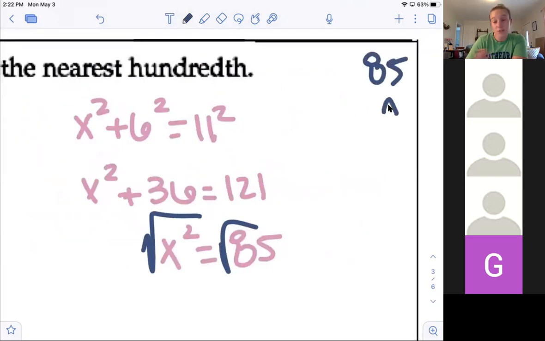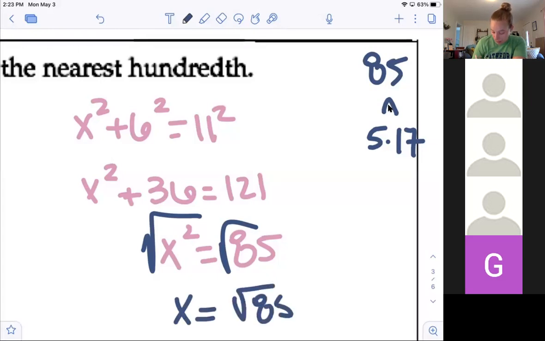I got to make a little factor tree to see if I can simplify 85 anymore. I think that's 5 and 17. Yeah, that's right, but it's not helpful, right? Because I don't have anything I can take out. So my best answer is going to be root 85.